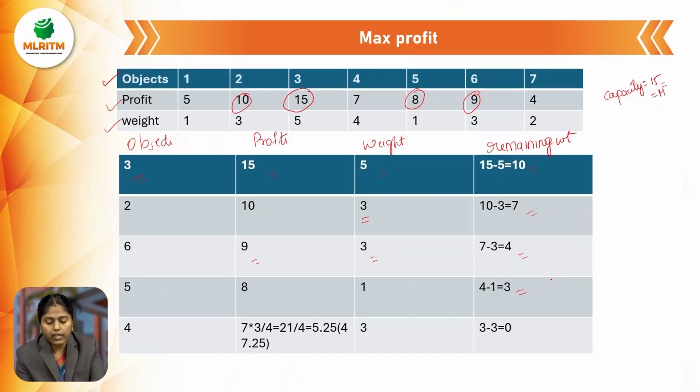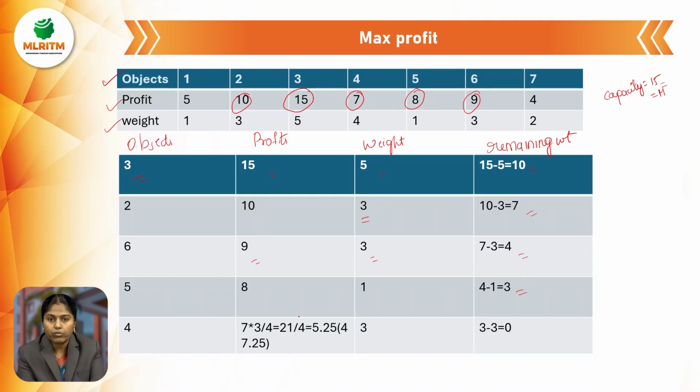Now again you have to check what is the maximum profit here, that is 7. Okay, what is the object here? 4. What is the profit here? 7. Now what is the weight here?